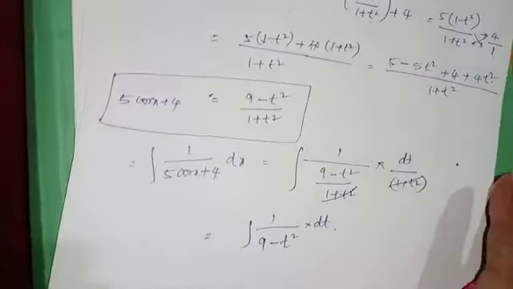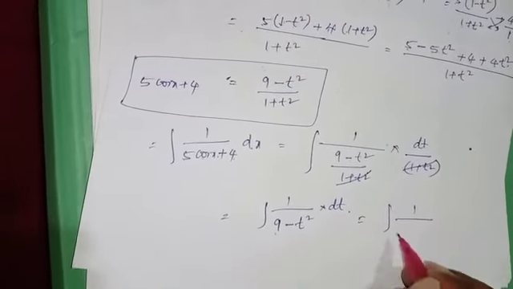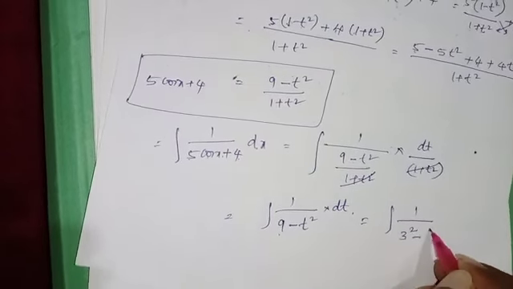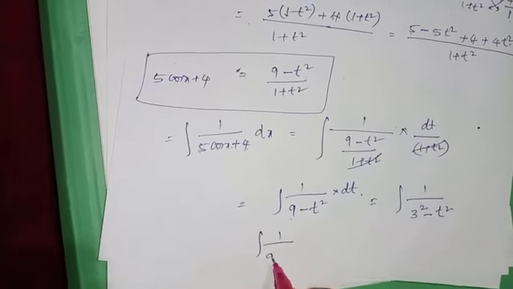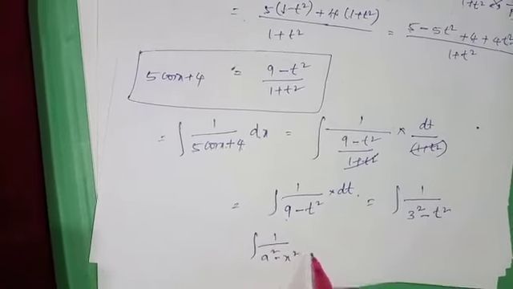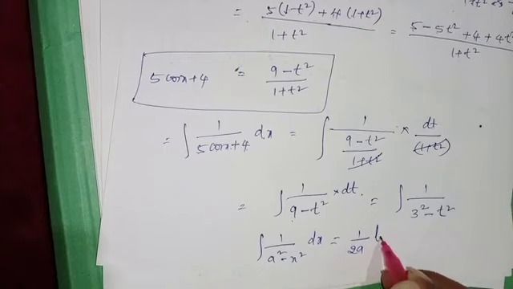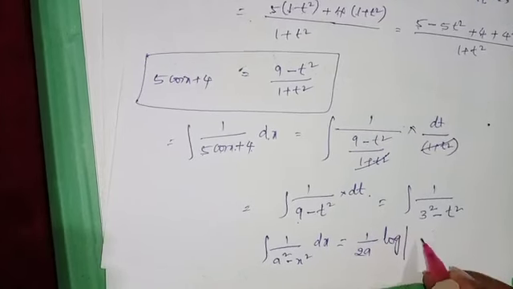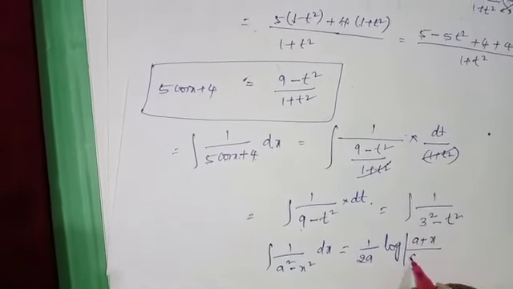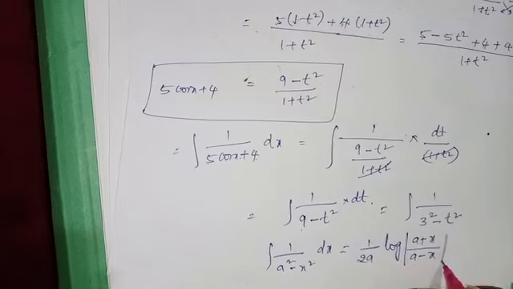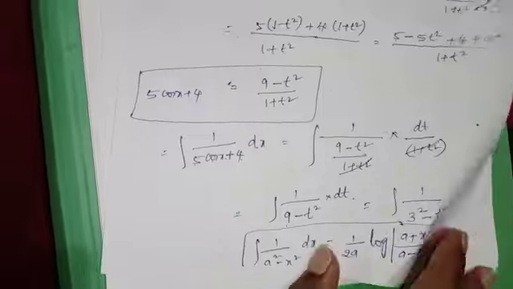See here, we can write this as integral 1 upon 3 square minus t square. So the formula is integral of 1 by a square minus x square dx is equal to 1 by 2a log of mod a plus x upon a minus x, close the mod, plus c. This is the formula.